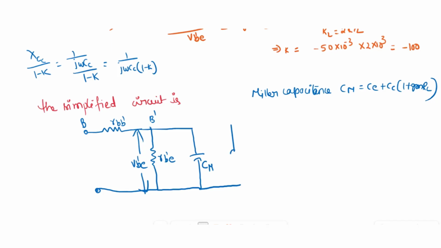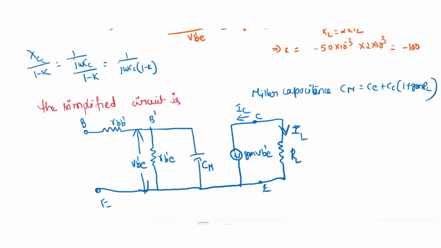And at the output side we have the current source GMVB dash E and only the resistance RL. And here is the current IL, collector IC, emitter, this is emitter, that is grounded. And this is nothing but your output voltage. So this is a simplified circuit.